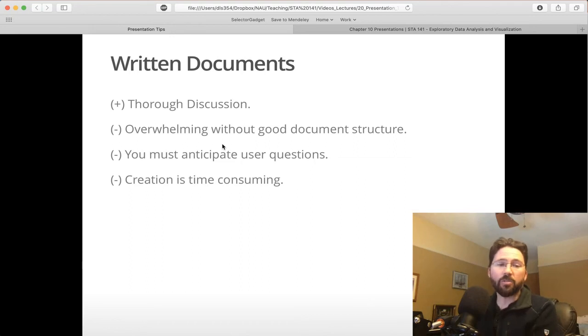And then finally, writing documents can take a long, long time. It's very time consuming to produce written documentation instead of interacting with the presenter and the learner interacting. So there are good things and bad things about written documents. They're very thorough, they're very good, but they take a lot of time and it's pretty overwhelming.